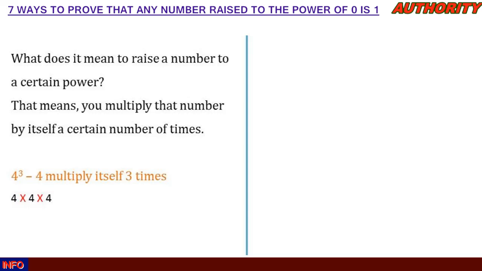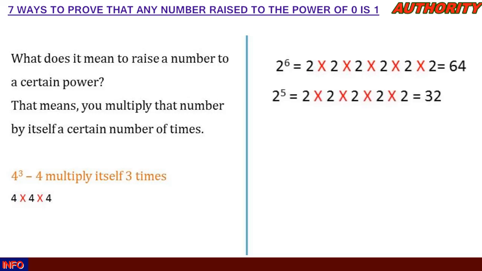Okay? Now let's take a look at this. You have 2 raised to power 6. That is to say 2 multiplies itself 6 times, which is going to give us 2 times 2 times 2 times 2 times 2 times 2, equal to 64. And then when you say 2 raised to power 5, that is 2 times 2 times 2 times 2 times 2, which is equal to 32.